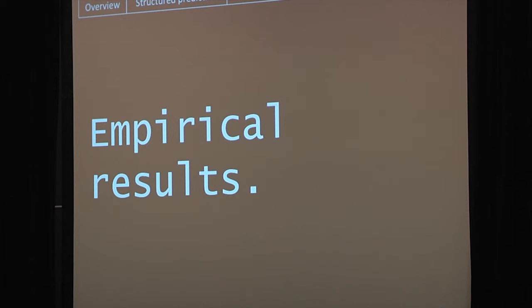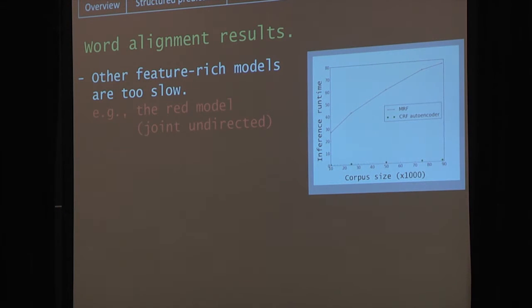Okay, finally, our empirical results. So in word alignment, we were not able to compare it to any other feature-rich models because they are too slow. This plot shows the time it takes to do exact inference in one sentence as a function of the corpus size. When we use the red model, larger corpora with larger vocabularies result in much slower inference, while inference in CRF autoencoders stays close to 0 all the time.